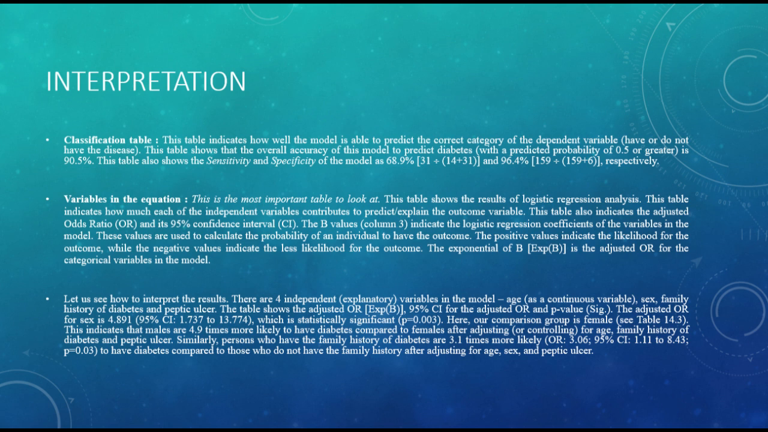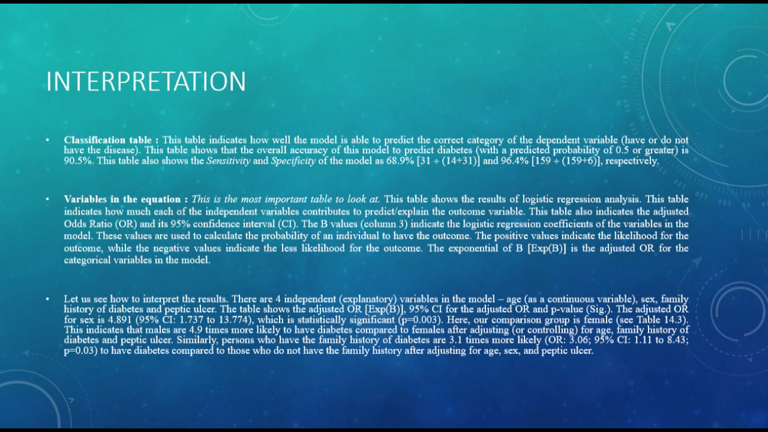This table shows that the overall accuracy of this model to predict diabetes, with a predicted probability of 0.5 or greater, is 90.5%. This table also shows the sensitivity and specificity of the model as 68.9%, 31 divided by 14 plus 31, and 96.4%, 159 divided by 185, 159 plus 6, respectively.